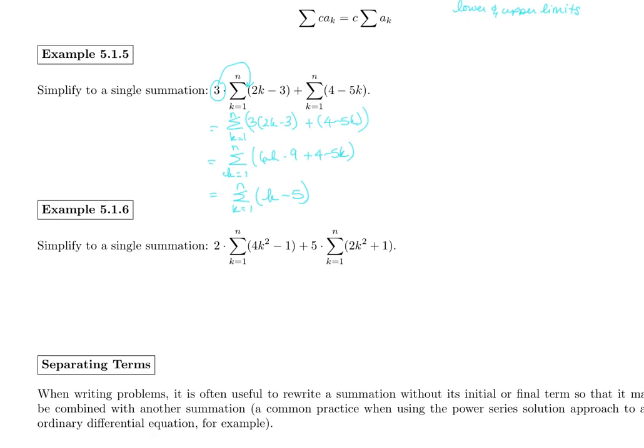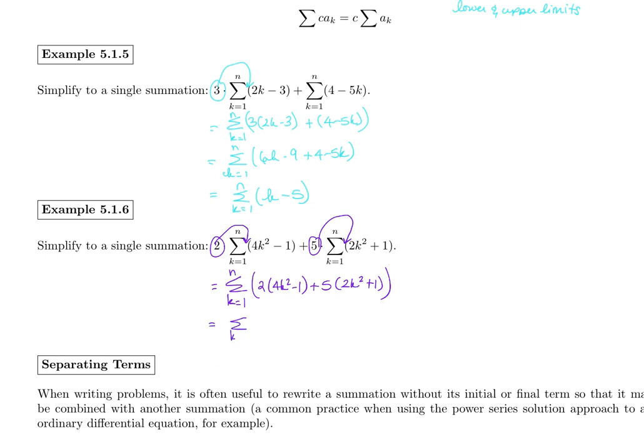So let's try it again. Now, let's look at 2 times the sum from k equals 1 to n of 4k squared minus 1 plus 5 times the sum from k equals 1 to n of 2k squared plus 1. So much in the same way that we did on the last one, we'll bring the 2 in to the first summation and the 5 into the second. So we end up with one big sum from k equals 1 to n of 2 times 4k squared minus 1 plus 5 times 2k squared plus 1.